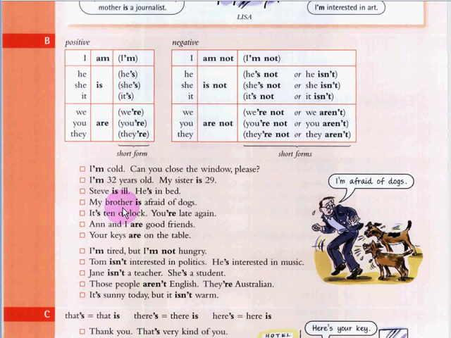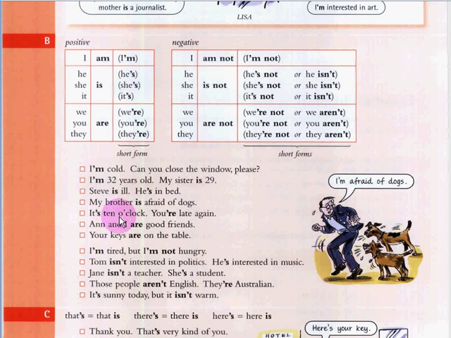My brother is afraid of dogs. S, or subject, is my brother. LV, or linking verb, is. Afraid of dogs is the additional information that talks about your subject, my brother.